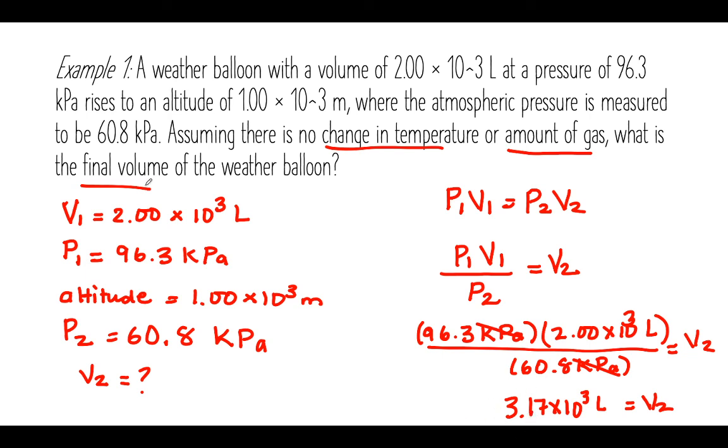Another thing, let's take a look at the situation here, right? So the initial pressure was 96.3 and the final pressure was 60.8. The pressure decreased. So does it make sense? You should ask yourself whenever you have an answer like this, does it make sense that my final volume is greater than my initial volume? It does, right? Because when pressure decreases, volume would have increased. Okay, that's it for Boyle's law.